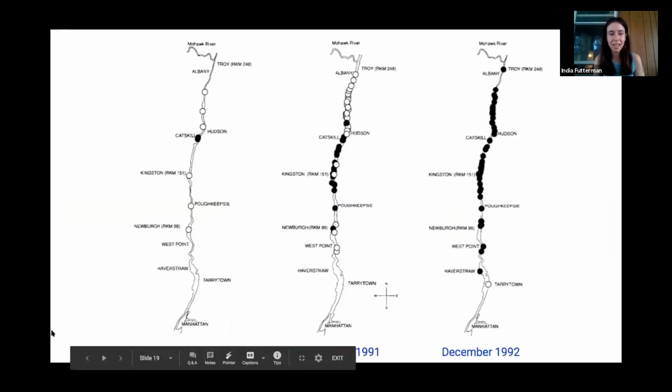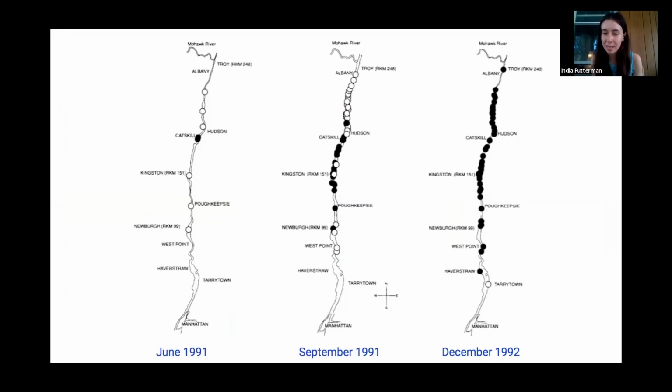Yes, exactly. So this is a figure from one of the early studies on zebra mussels that was led by Carey Institute scientists. Zebra mussels in the Hudson River were first spotted in the early 90s, in 1991, at Catskill. By the end of the year, they had already spread as far south as Newburgh. We have them in Kingston. That's what these black dots are symbolizing. And then only a year later, they had dominated almost the entire stretch of the Hudson.